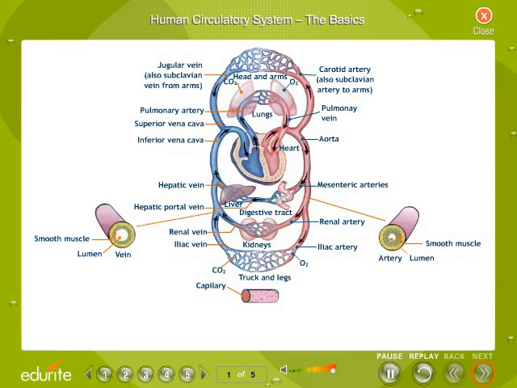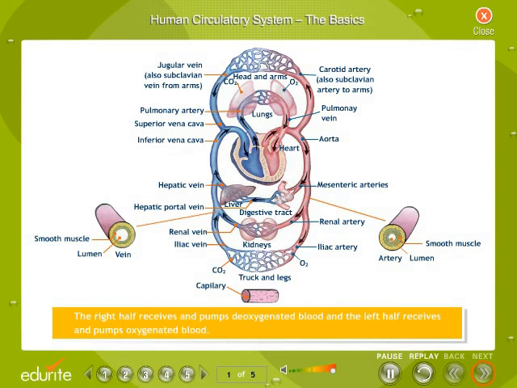Human heart, a double pump. The human heart works like a double pump. The right half receives and pumps deoxygenated blood, and the left half receives and pumps oxygenated blood. This type of circulation is called double circulation, which involves a shorter pulmonary circulation and a longer systemic circulation.